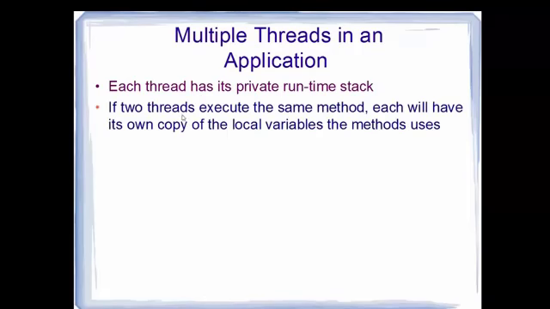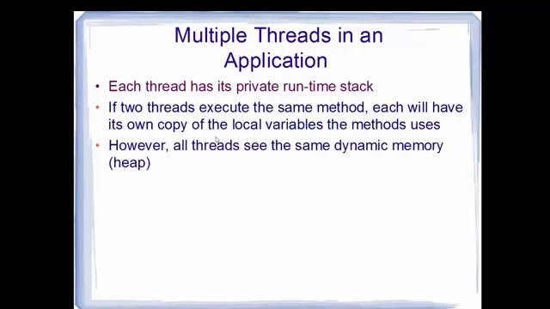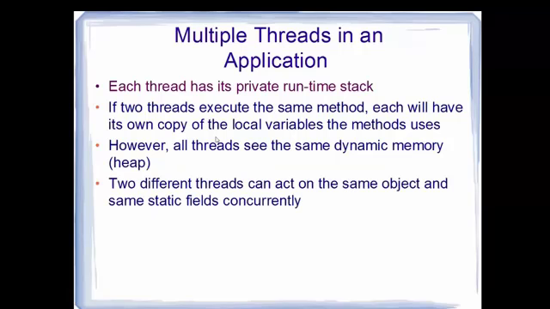Now, in the last, how can we create multiple threads in our program? Each thread has its private runtime stack, and if two threads execute the same method, each will have its own copy of the local variables the method uses. However, all threads see the same dynamic memory. So two different threads can act on the same object and the same static field concurrently.